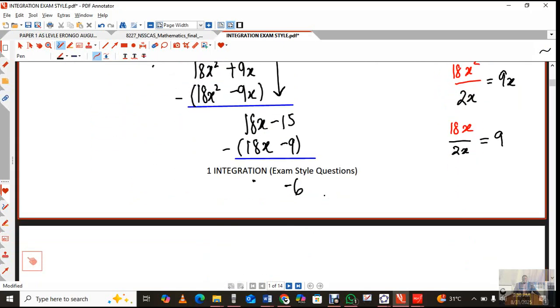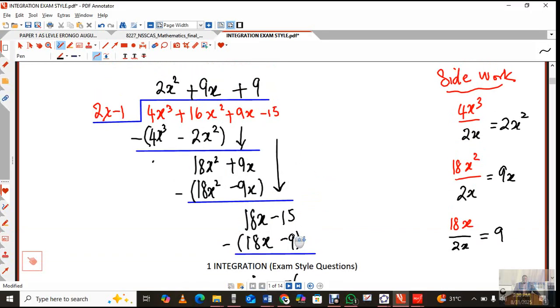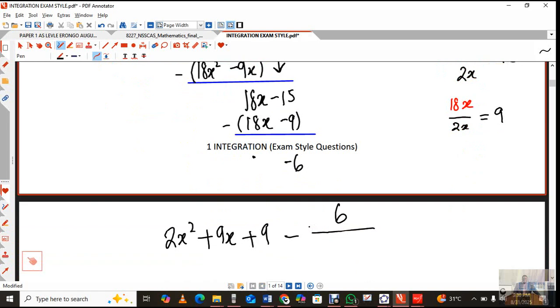So it is 2x squared plus 9x plus 9 minus 6 upon our remainder, which happens, our divisor, which is 2x minus 1? Let's just go make sure. Or is it 2x minus 1? Yeah, 2x minus 1. All right. I'm just going to write it in this form because that's what we're going to require us to do whenever we write it in the integral form.